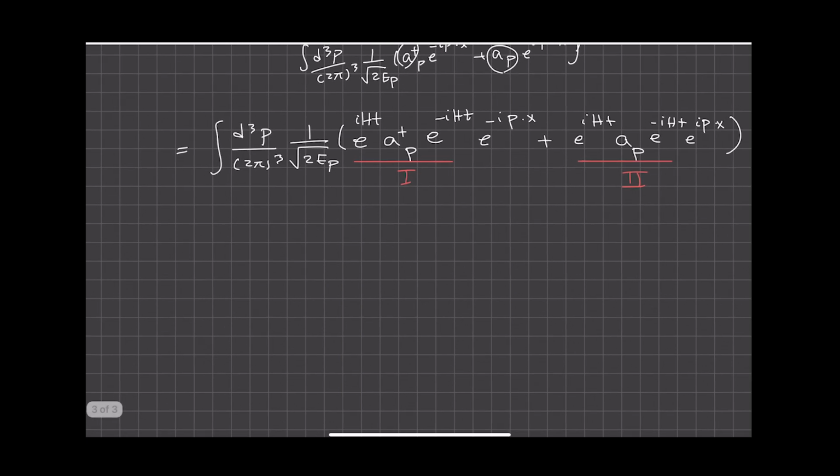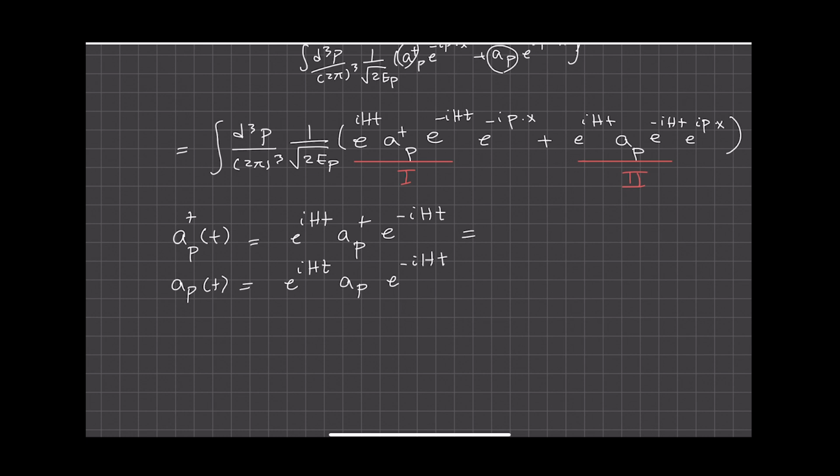So let me call AP as a function of time basically the evolution of a dagger P and AP of t as follows. Now I'm going to show that this is going to be a dagger of P exponential of iEPt, and this term is going to be AP exponential of minus iEPt.